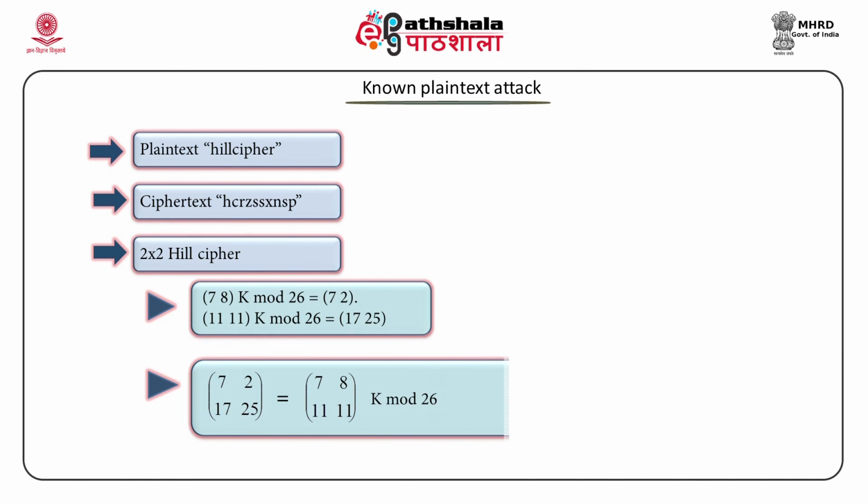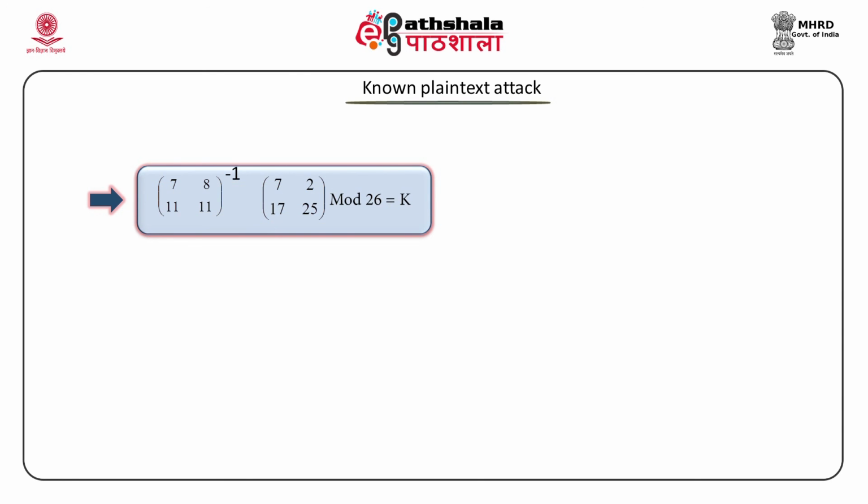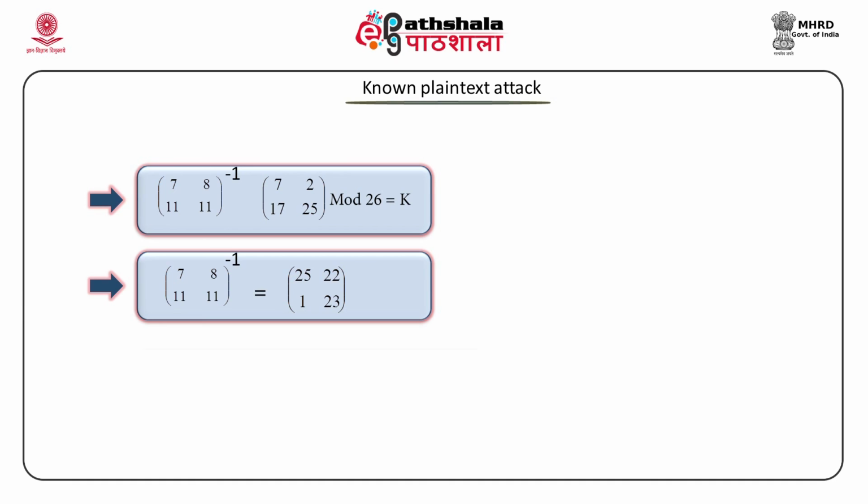that corresponds to the numeric values 17 and 25. So if you prepare an equation, it goes like this: 7, 2, 17 and 25 represents the C matrix. The P matrix is 7 and 8, 11, 11, and K mod 26. So you need to find the inverse of the matrix 7, 8, 11 and 11. How to find the inverse, I already covered in the module. So if you try to get it, it would be 25, 22, 1 and 23.